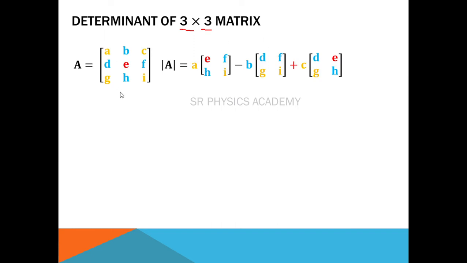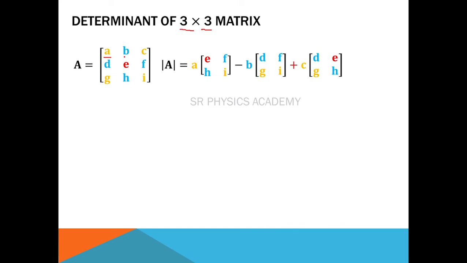For example, to find the determinant of a 3 by 3 matrix, first you take the first element of the first row. Here the first element of the first row is A. Got it? Now we are taking the first row.